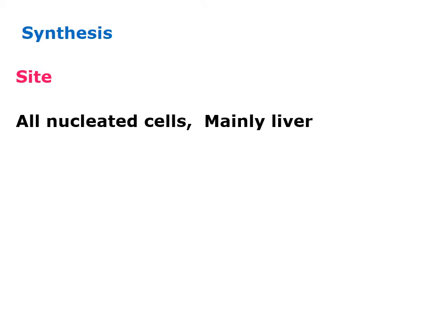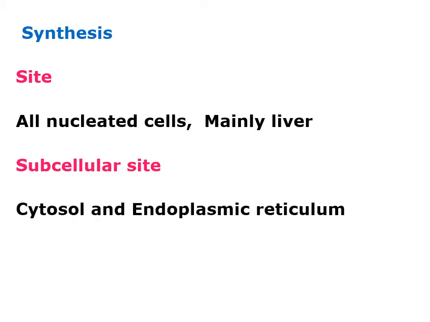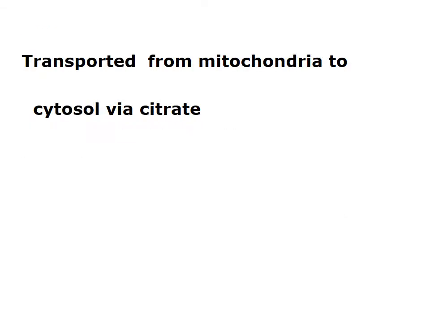Now how is cholesterol synthesized? The site for the synthesis is all the nucleated cells, mainly the liver. The subcellular site is the cytosol and endoplasmic reticulum. The substrate for the synthesis is acetyl-CoA. This acetyl-CoA is transported from the mitochondria to the cytosol via citrate. We saw under de novo synthesis how it is transported from the mitochondria.